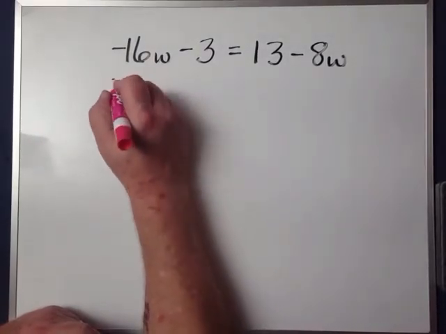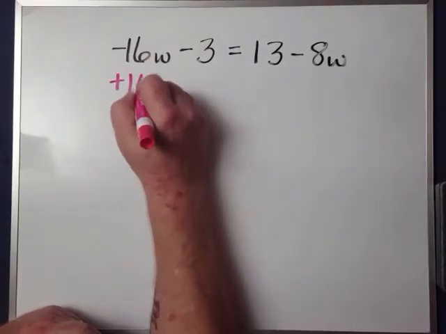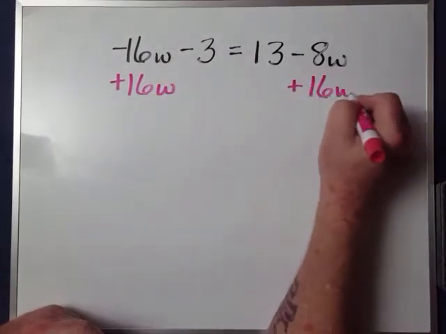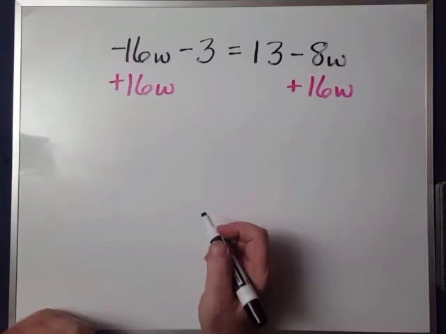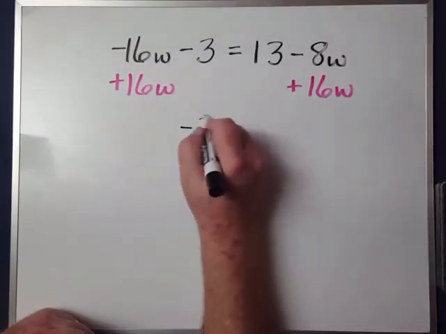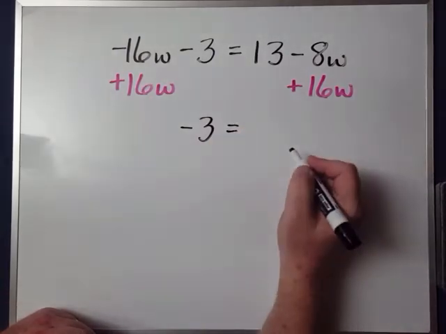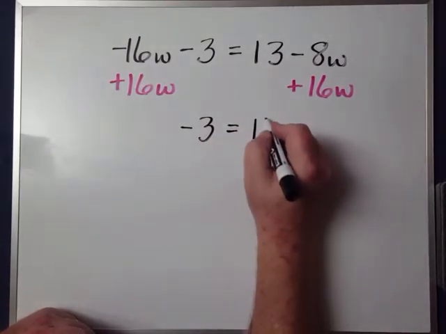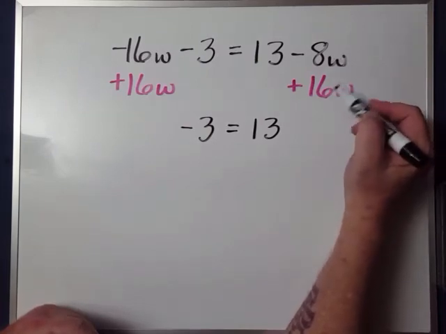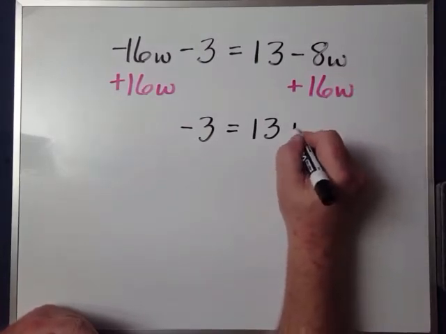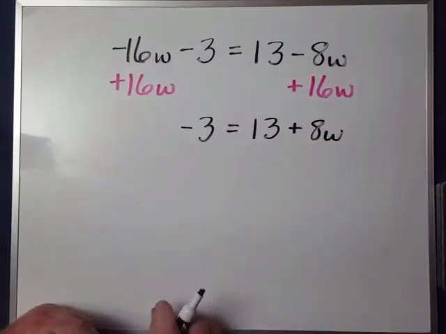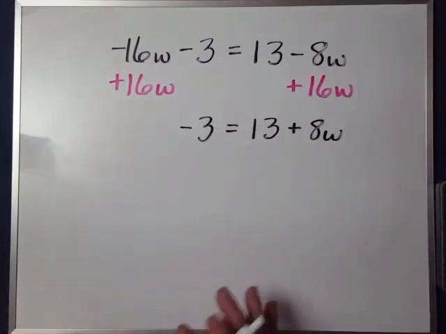To take our w's to the right, we will destroy them on the left, adding 16w to both sides. On the left, the 16w subtract out to leave just that minus 3. And on the right-hand side, we have our 13. And now, that's 16 minus 8. 16w minus 8w is plus 8w. We've isolated our variable on one side.